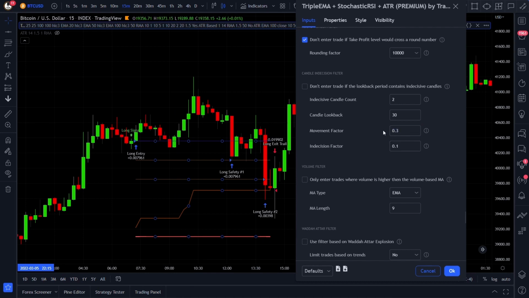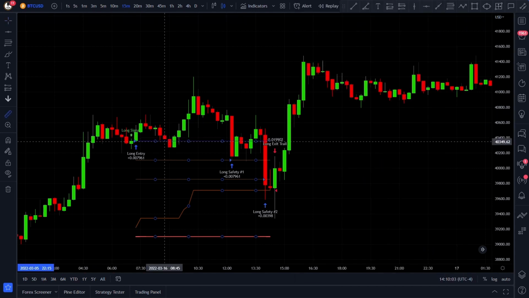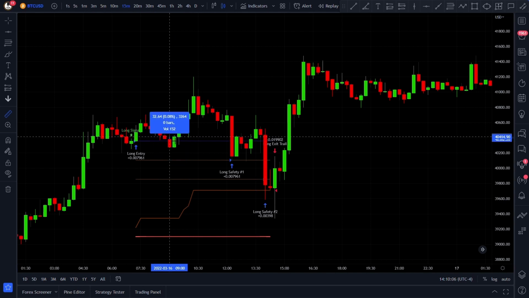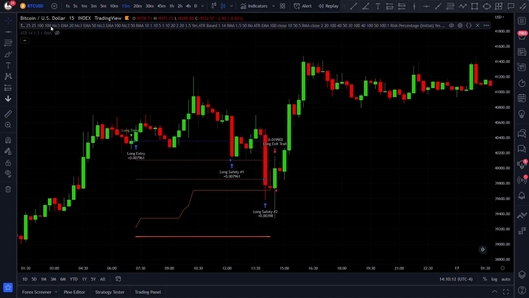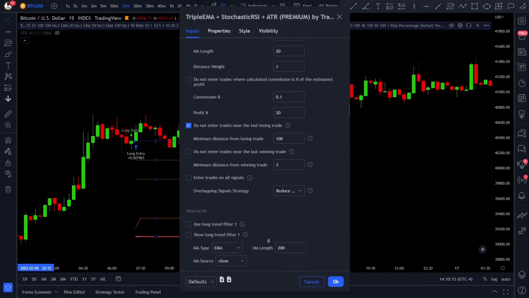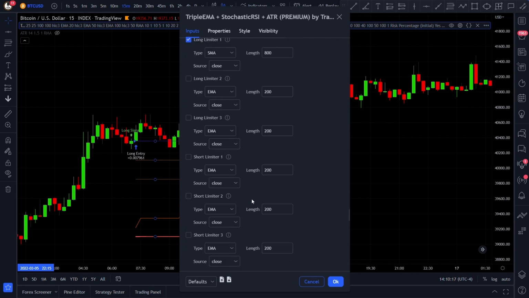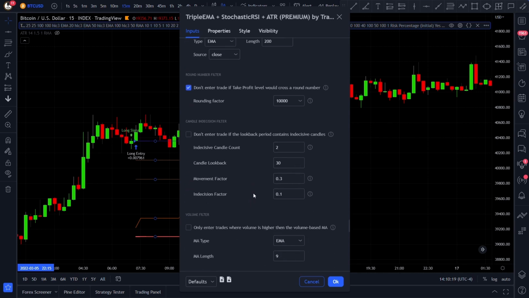And the last field is the indecision factor. Here you can set how big the difference can be, at maximum, between the first candle's open and the second candle's close in order to be considered as indecisive. For example, here is an indecisive candle pair. The difference between the first candle's open and the second candle's close is 0.07%. So if I want to consider this candle pair as indecisive, we have to give a higher indecision value than 0.07. A 0.1 would work perfectly.